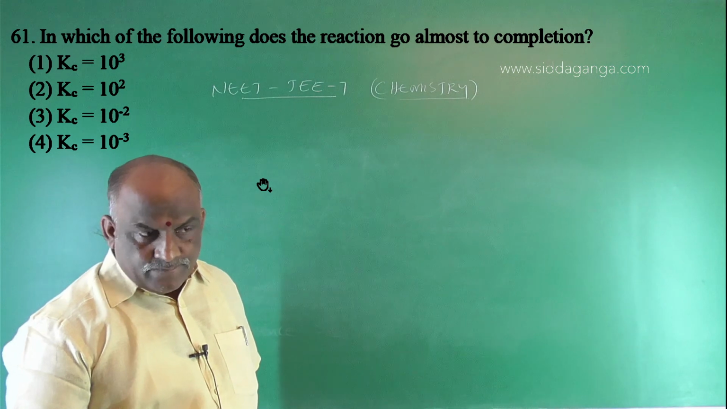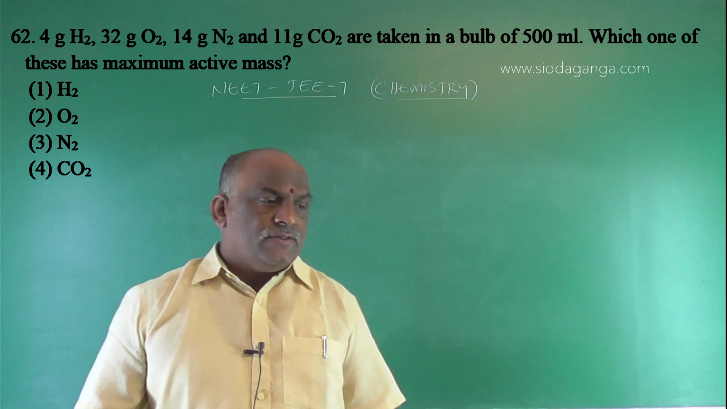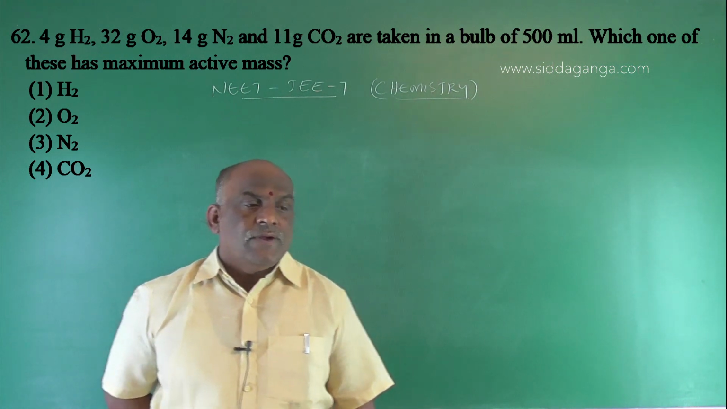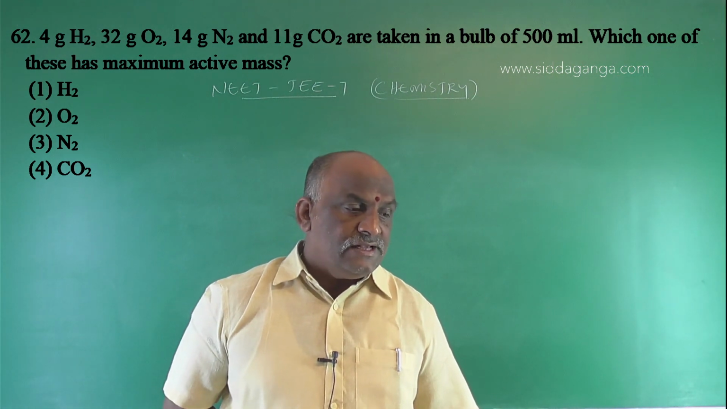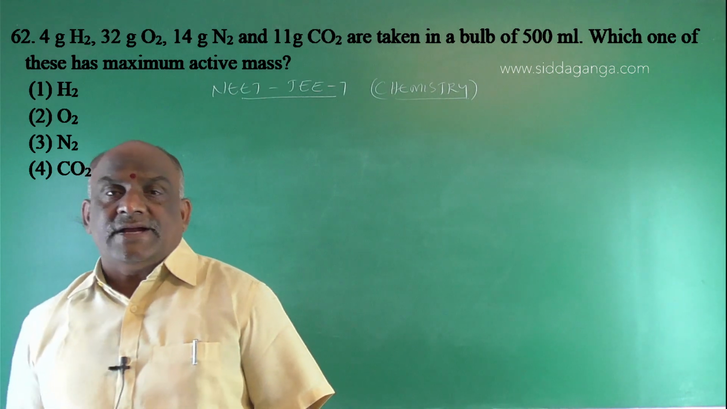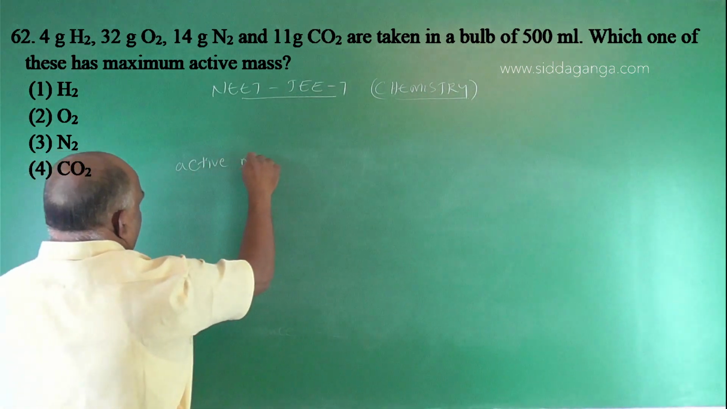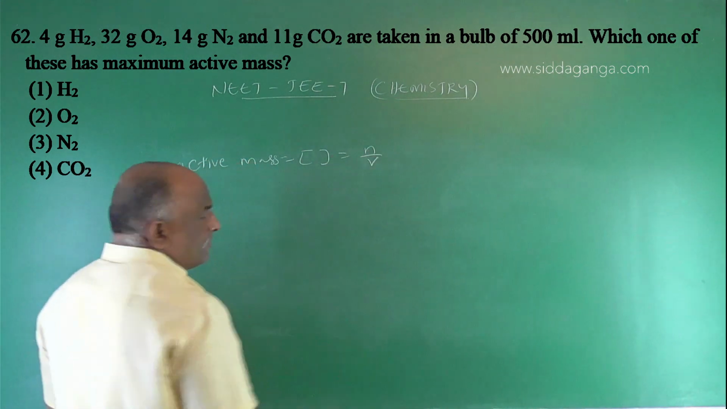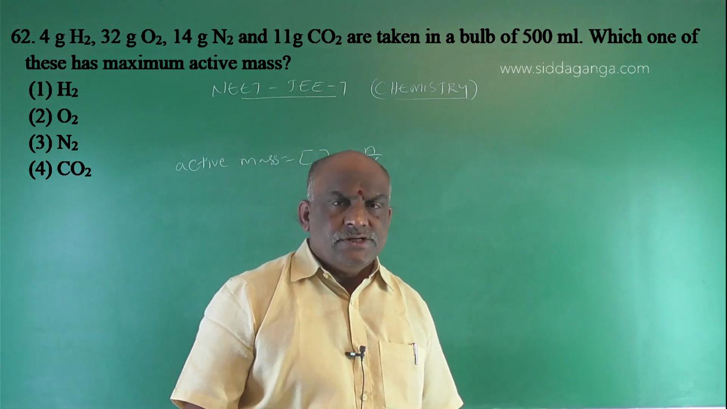And next one, see this question. 4 grams of hydrogen, 32 grams of oxygen, 14 grams of N2, and 11 grams of CO2 are taken into a bulb of 500 ml. Which one of these has maximum active mass? Active mass means the square bracket, concentration. The formula is n by V: number of moles divided by volume in liters.